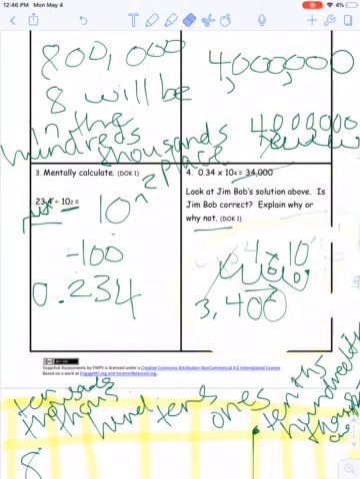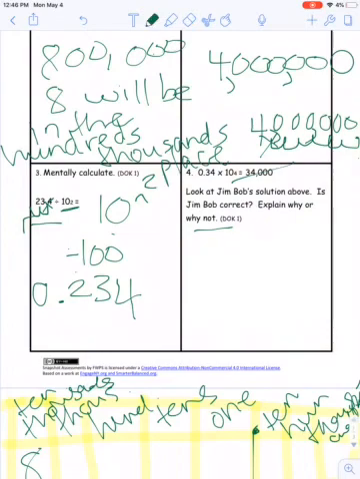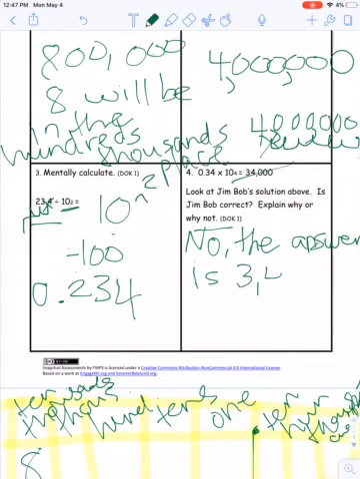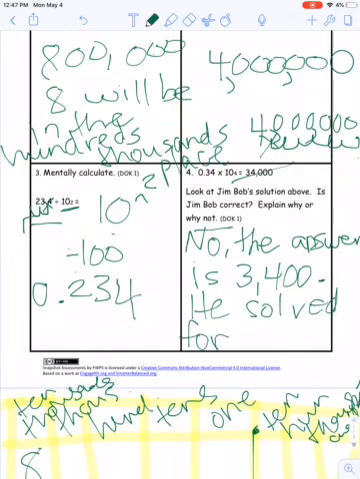Oops, no. Let's write that down. No. The answer is what he solved for. Let's try to figure out what he solved for. Since he had an extra 0, extra place value, he solved for 2 times 10 to the 5th, because he had an extra 0. All right, great job, you guys.